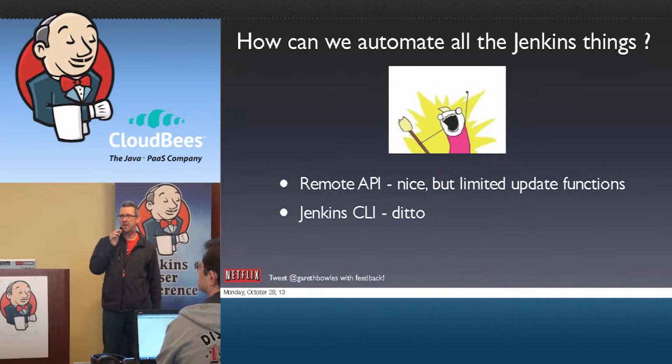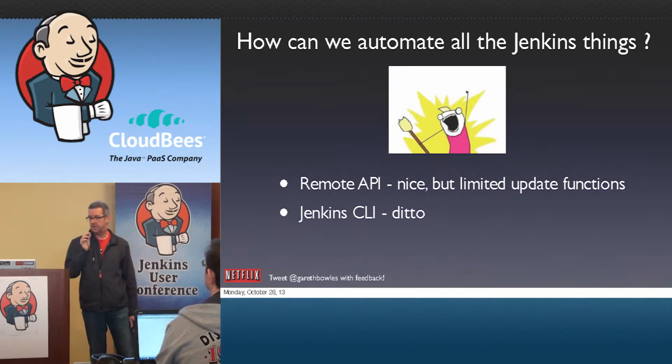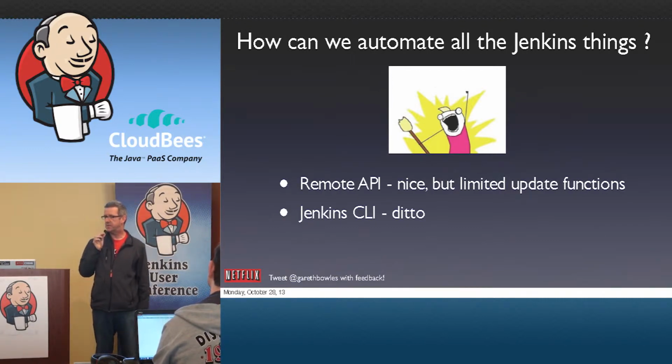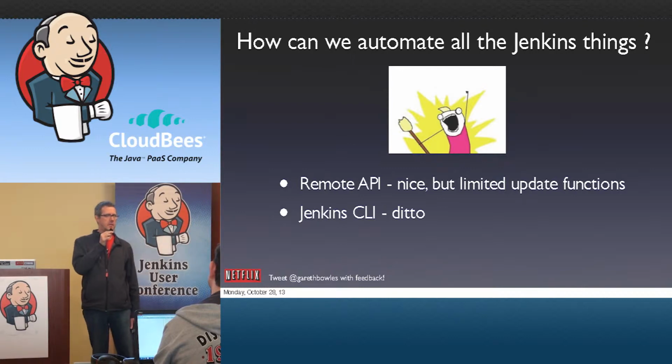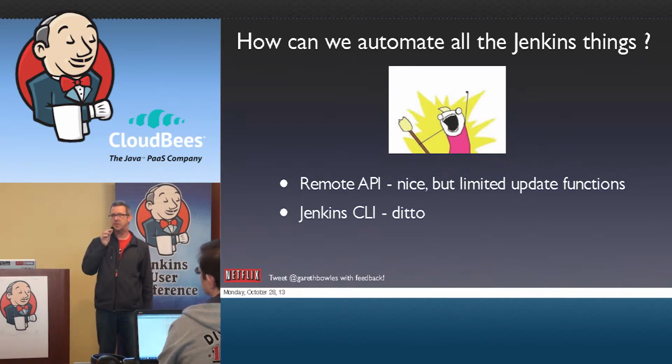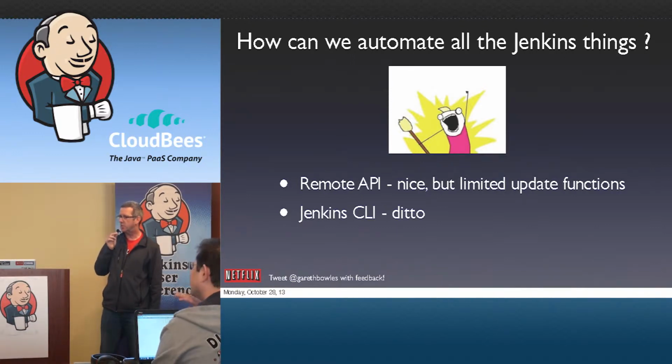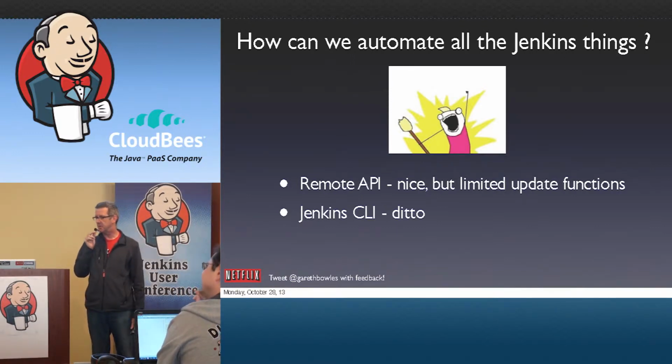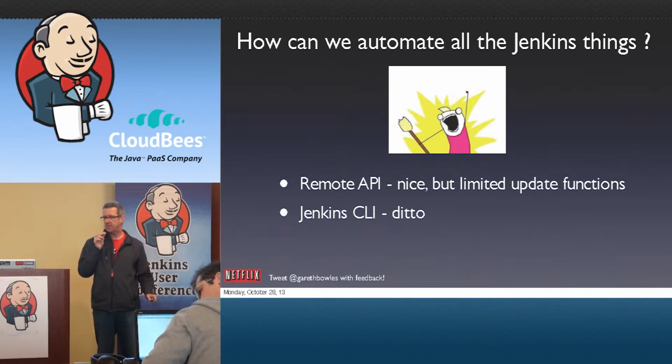There's the Jenkins CLI, which is also very nice and comprehensive. That's got a few more monitoring and control commands which you can use to control your Jenkins instance, but it still doesn't go quite far enough for what we want to do with managing and monitoring and automating.